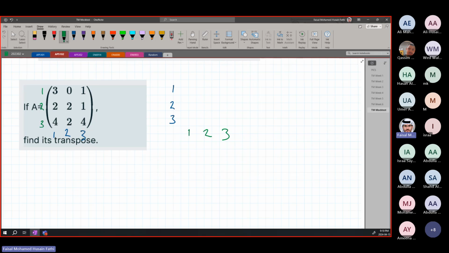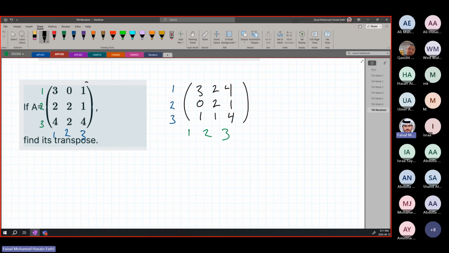Okay? So the blue is swapped with the green. That's what you're going to do. And then you're going to write your matrix. Fair? The first column, you're going to put it as a row. So it's going to be 3, 2, 4. Your second column, you're going to put it as a row. So 0, 2, 1. And then your third column, you're going to put it again as a row.